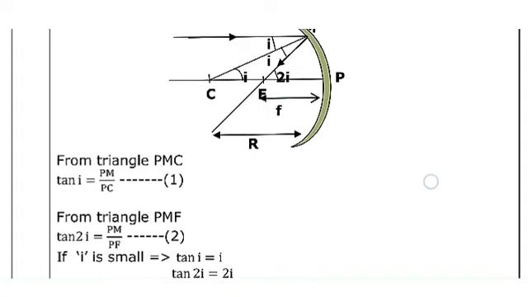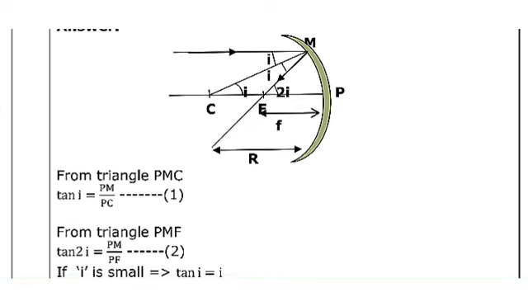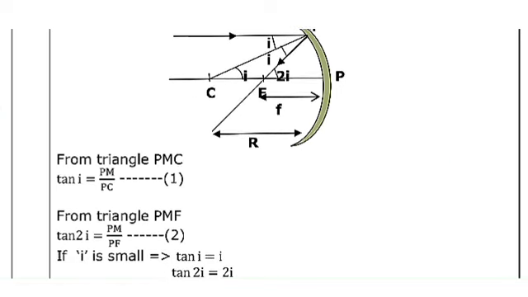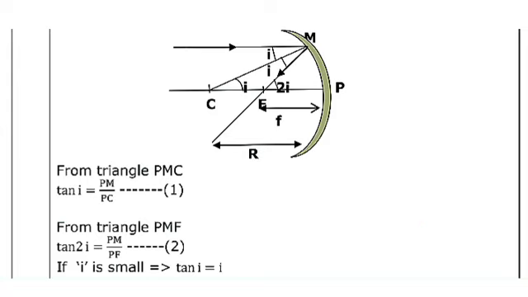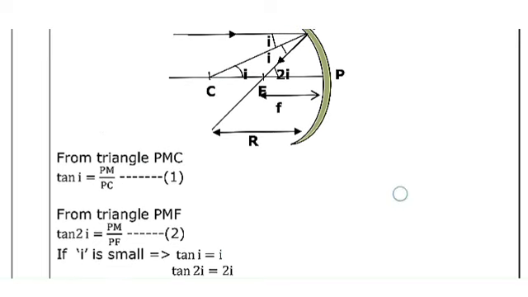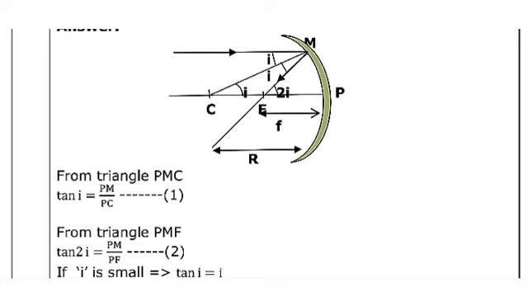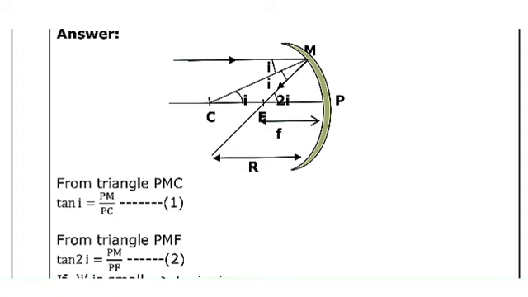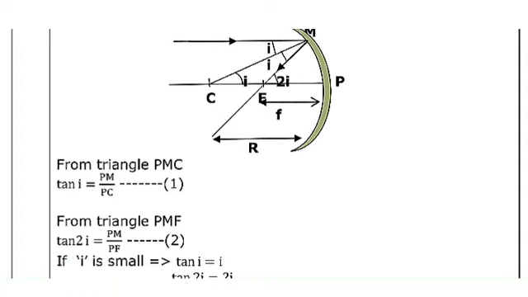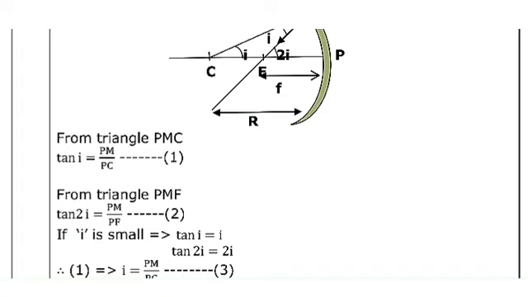Similarly, next I will consider triangle PMF. Here I have the angle 2i. So again tan is equal to opposite by adjacent. So tan 2i is equal to PM divided by PF. Consider this one as equation 2. In the diagram, I missed F there. Okay, correct it. We got equation 1 and equation 2.